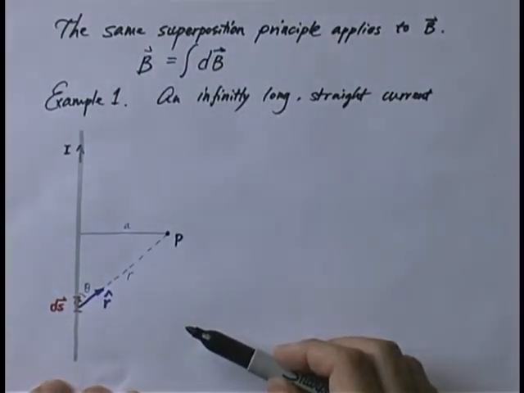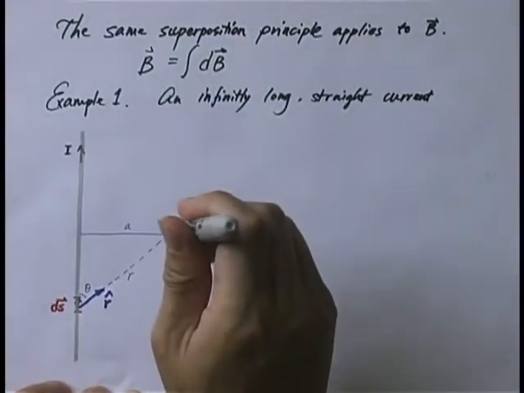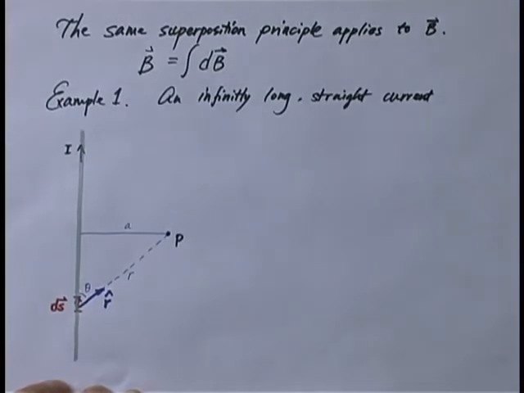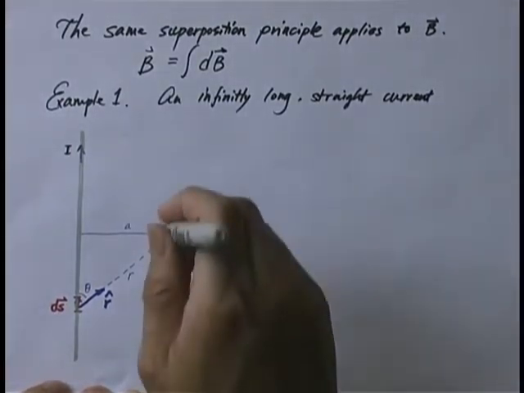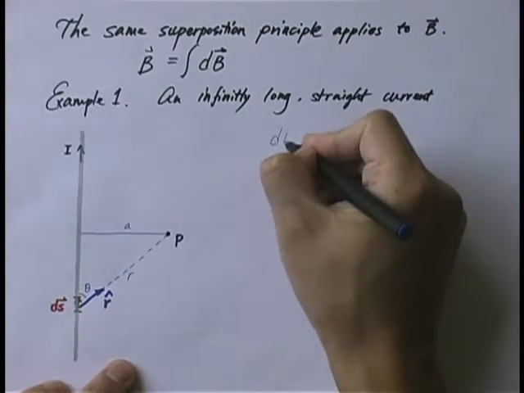So that's good news. That means every one of these dBs will point in the same direction, into the paper. So you don't have to add them like vectors, just sum over their magnitudes. And of course, the total B also points into the paper. So all we have to do is find the magnitude of dB. What's the magnitude of dB?